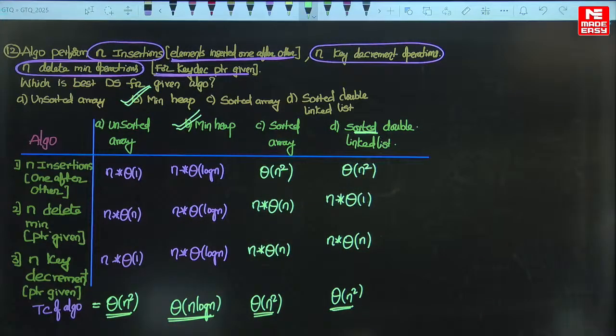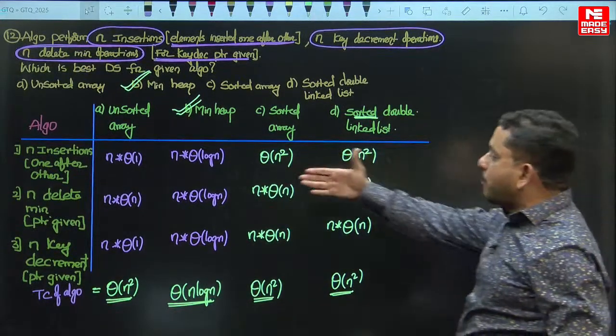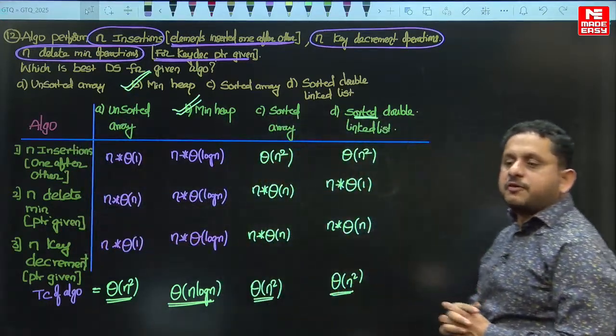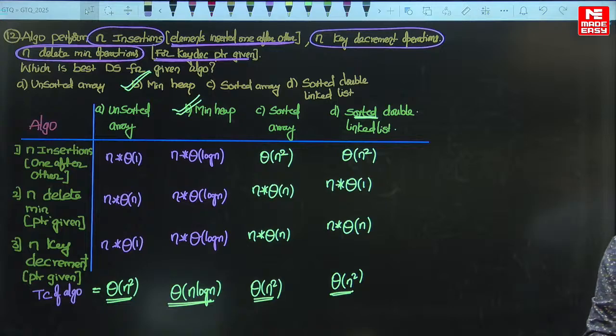So all are given option A. That's why min heap is better for the priority queue operations. All these are priority queue operations basically: delete min, key decrement, insertion. For priority queue operations min heap is best, right? Is this clear? This form of question used to be asked.